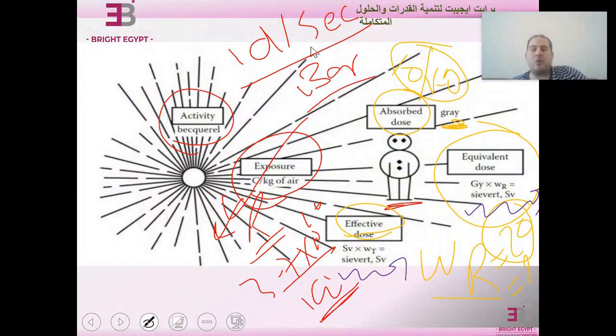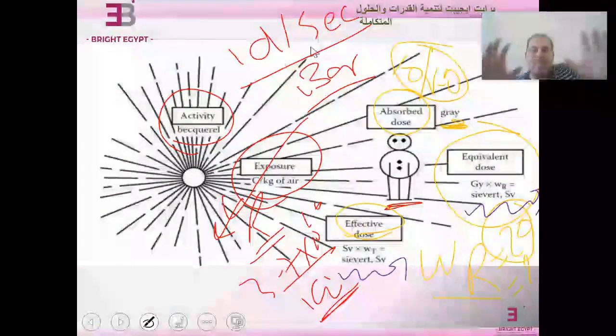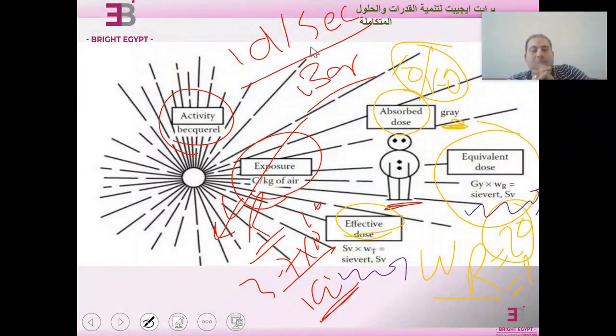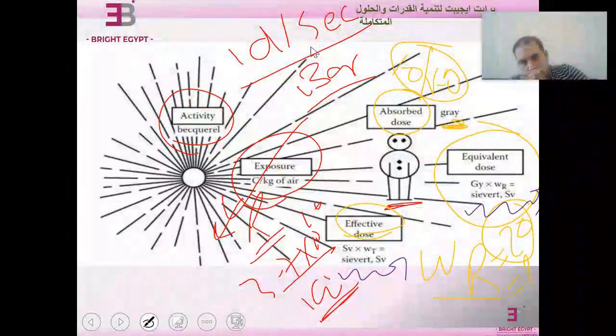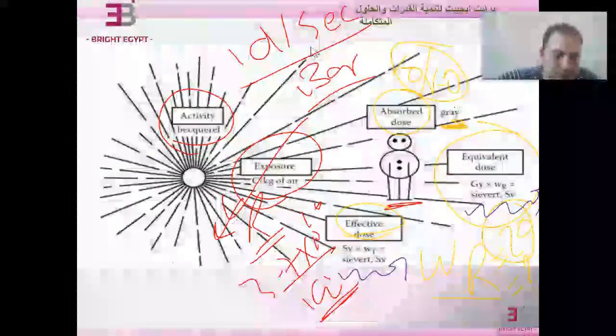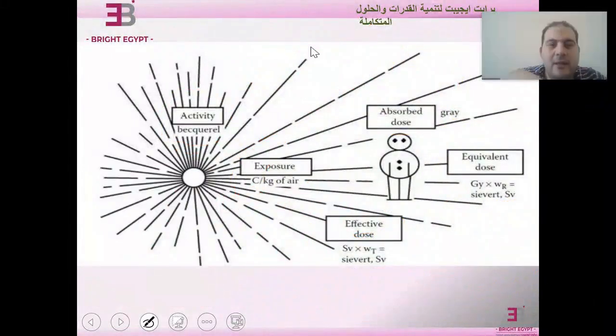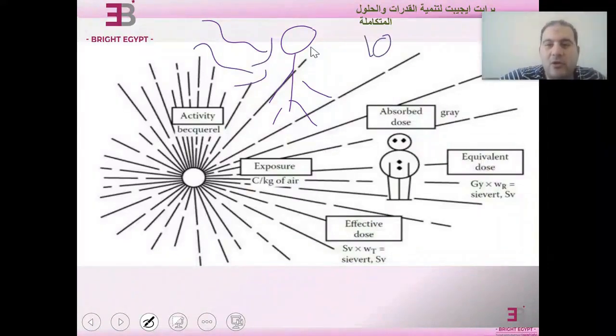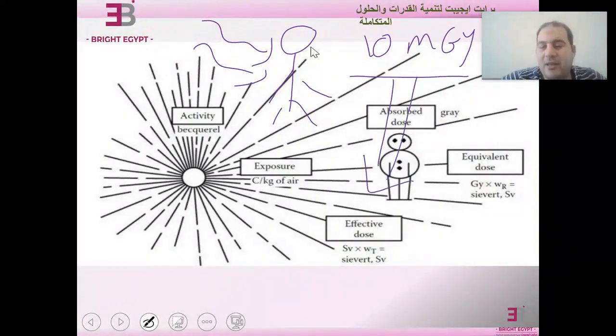The effective dose of this person. I have a 10 gray exposure. How much would the equivalent dose be, and what would the effective dose be? If I have a person here now who was exposed to radiation, their absorbed dose is 10 milligray, which is a significant amount. Now, I want to calculate the equivalent dose and the effective dose to determine the precise values from this 10 milligray.